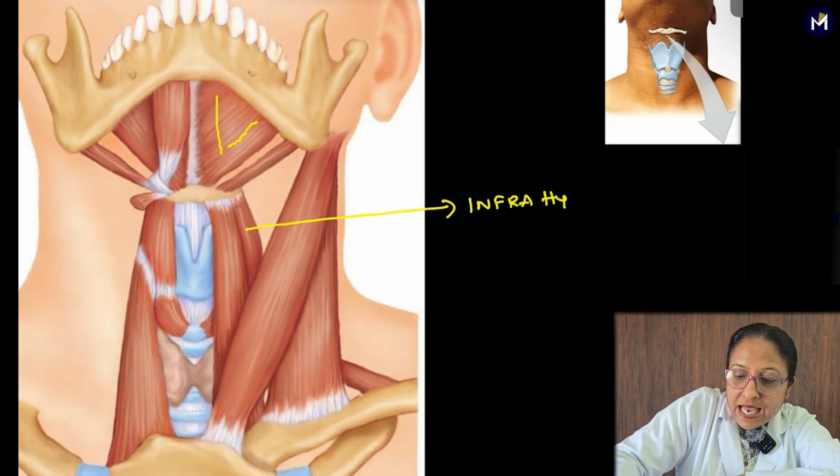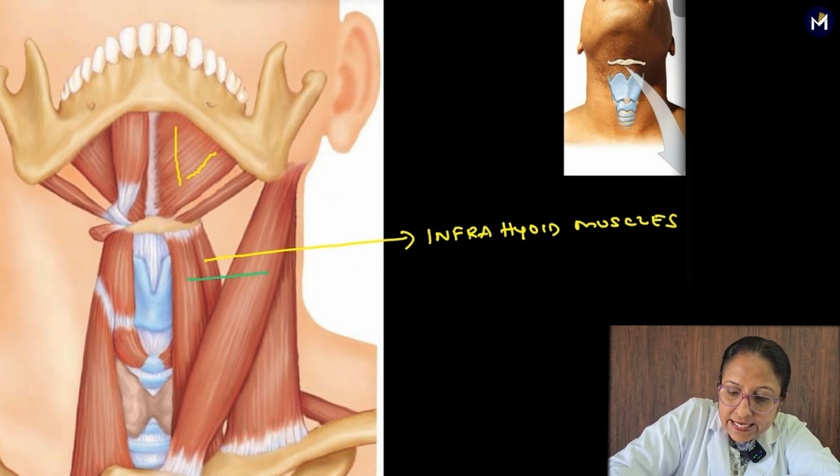Infrahyoid muscles. These are like reset muscles. After the larynx has been elevated when we swallow, these muscles will reset the hyoid and the larynx back to its position. Now, which are the infrahyoid muscles?